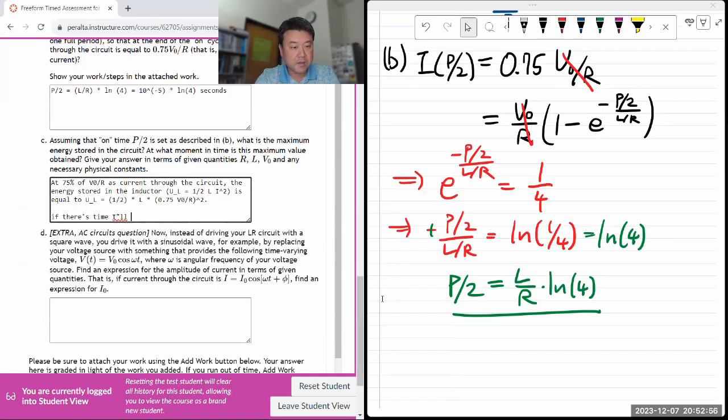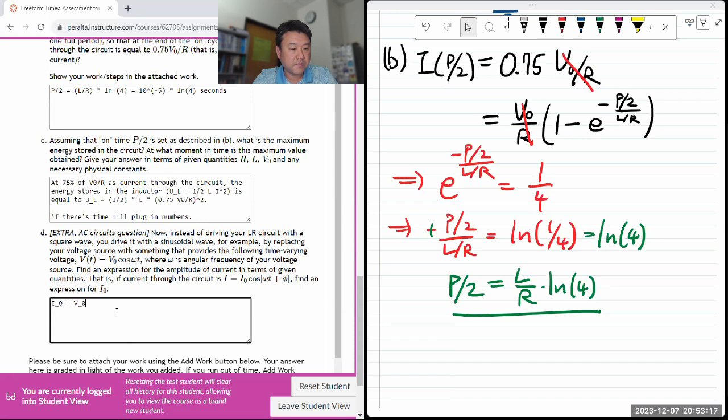Let me do the next part, and if there's time, I'll plug in numbers. So the extra AC circuit question: find the expression for the amplitude of the current through the circuit, an expression for I. It says that I naught is equal to V naught divided by Z equivalent, and Z equivalent is the impedance of the resistor R plus the impedance of the inductor, i times omega times L.